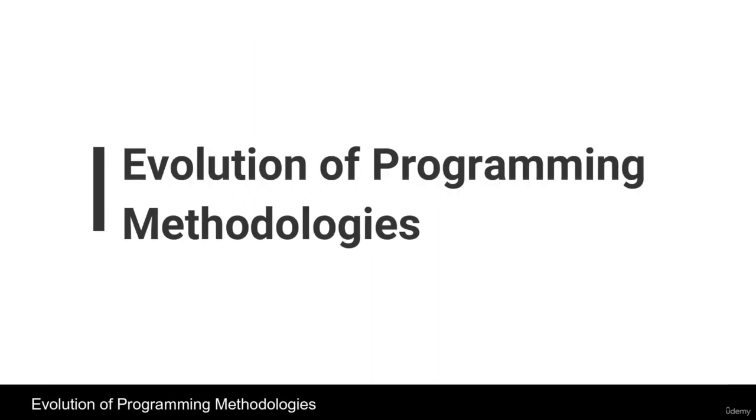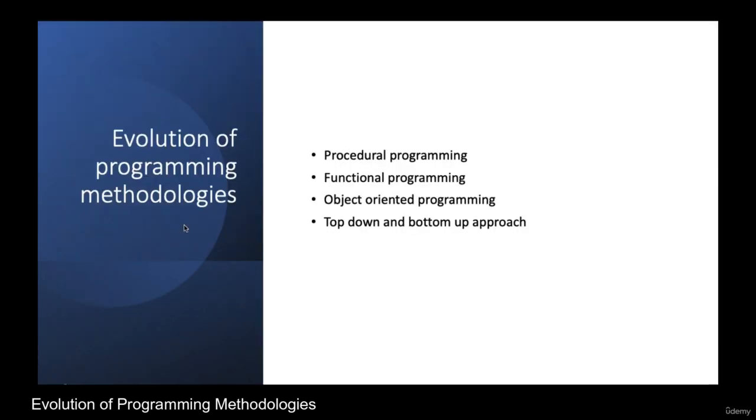Now, if we talk about the evolution of programming methodologies, we talked about what is programming. This programming had different kinds of methodologies which were offered in the initial times. The most popular methodology at the initial times of programming languages was procedural programming, another way is called functional programming, and the third one, the recent popular one, is object oriented programming. And we can follow two types of approach while doing programming. One is the top down approach and the other is the bottom up approach. When we talk about these programming methodologies, let's go one by one.